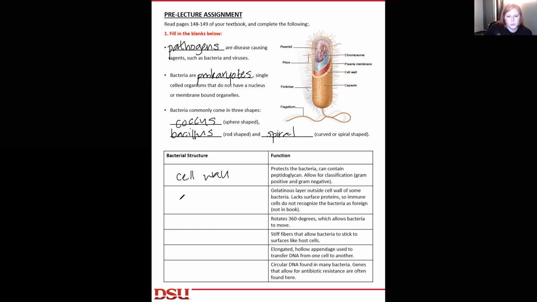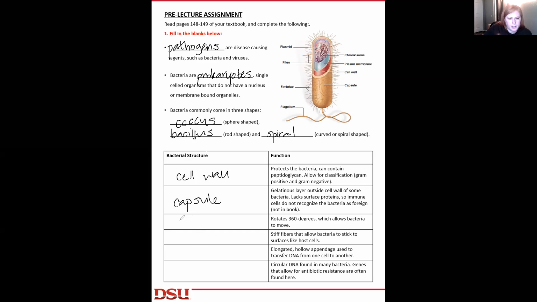Then we have the capsule, a gelatinous layer outside of the cell wall of some but not all bacteria. It doesn't have any surface proteins, which means that the immune system has a harder time identifying it, kind of slides under the radar.